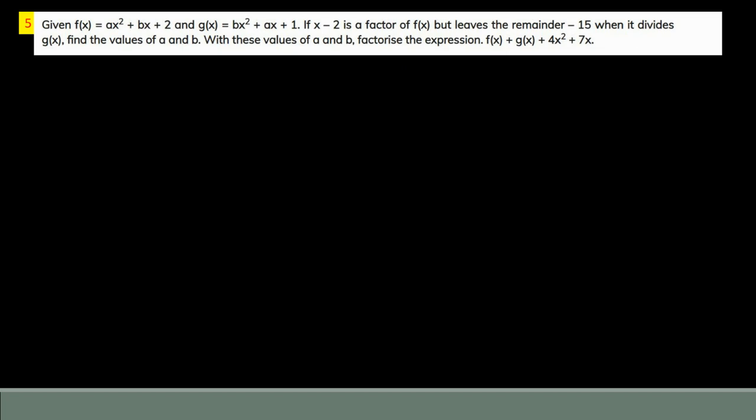So let's do the last problem today, of factorization. Please try it on your own first, and then we will see how to do the problem. Here they gave f(x) as ax square plus bx plus 2, and g(x) as bx square plus ax plus 1. Now if x minus 2 is a factor of f(x), that means f of 2 equals 0. But g(x) leaves the remainder minus 15 when divided by x minus 2. So basically g of 2 is equal to minus 15. From there you can find a and b. Hope it's clear to you.